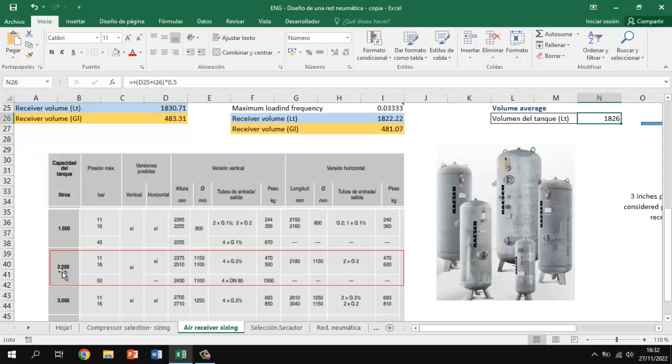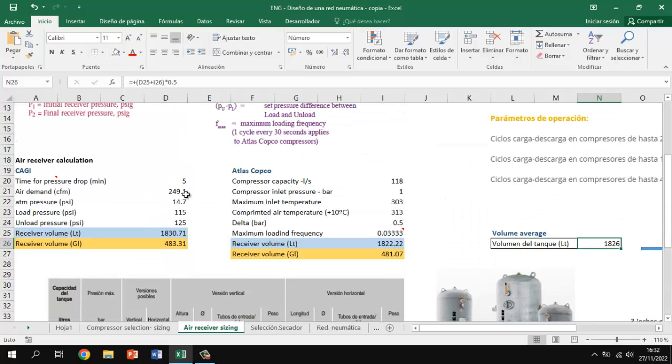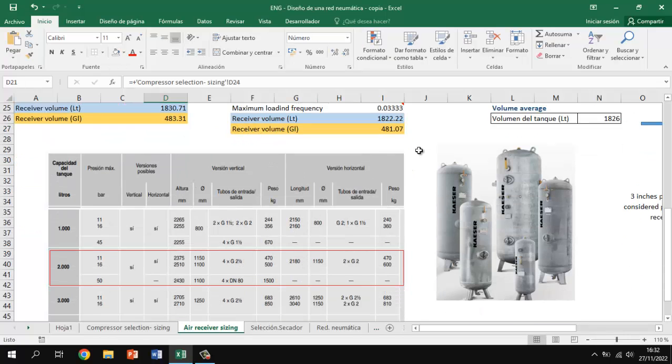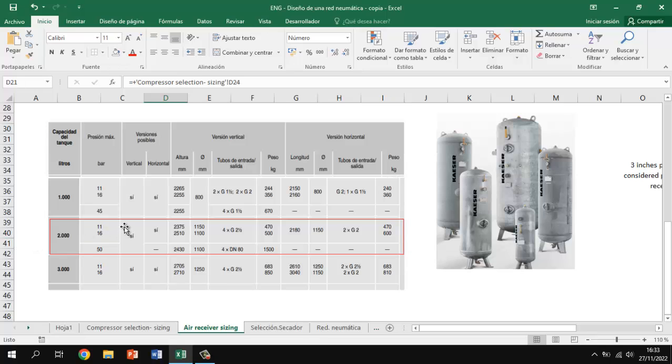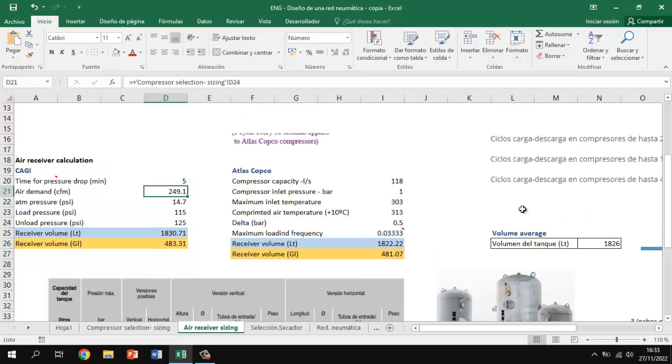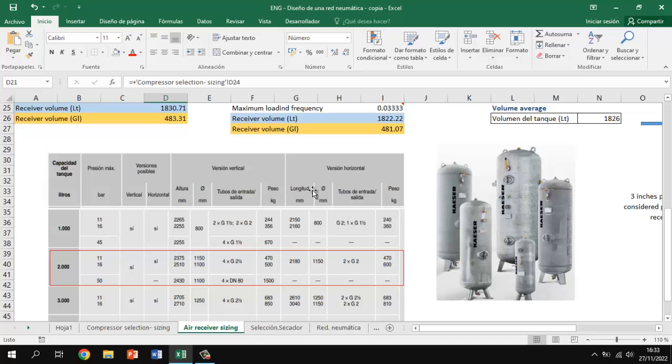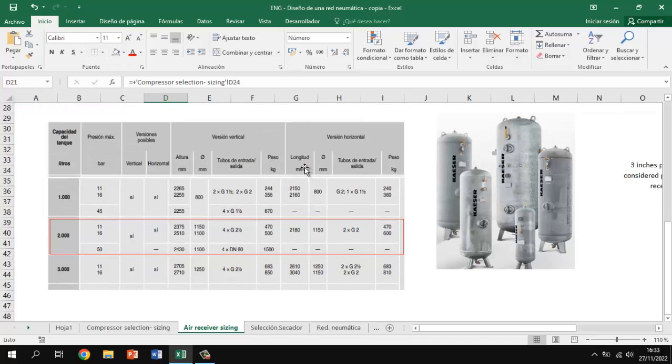So what does it mean? If you have a 2000, maybe your time for pressure drop should be more than 5, I don't know, like 6. And this is good for your energy saving. Well, so for this situation we select a capacity for your air receiver of 2000 liters. In this case, this is a data sheet of the Kaiser brand. You could search other brands if you want.